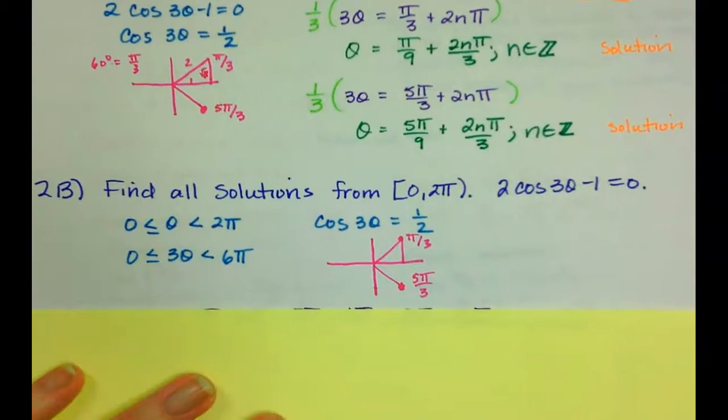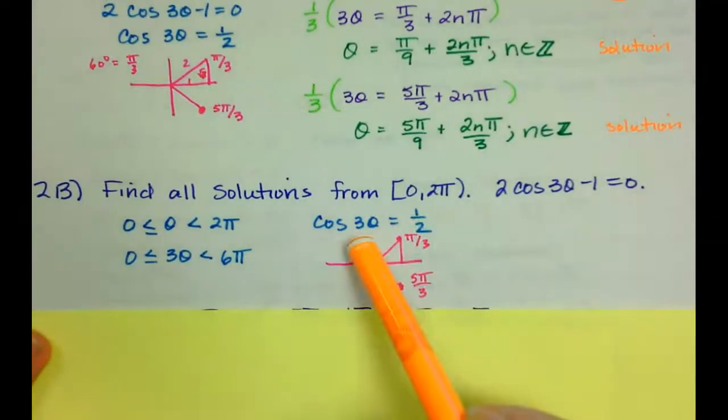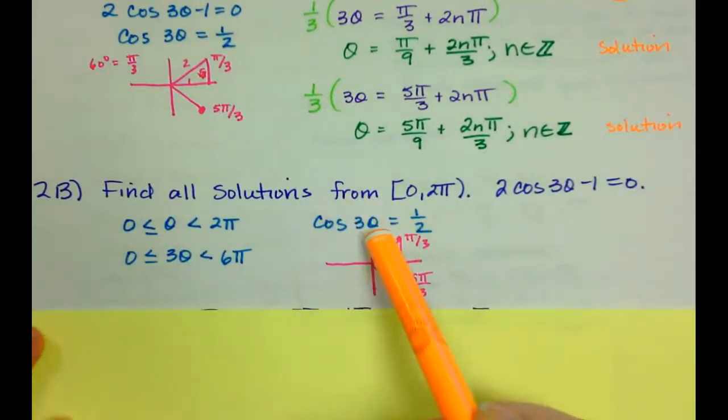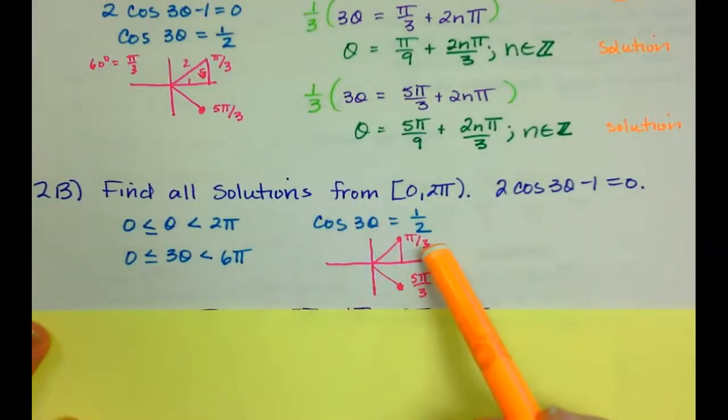Then the difference here is we're not doing an equation. Remember, we said it was going to look like a list. So what am I listing? Well, 3 theta is what I'm finding. And I'm going to list the angles pi over 3 and 5 pi over 3.